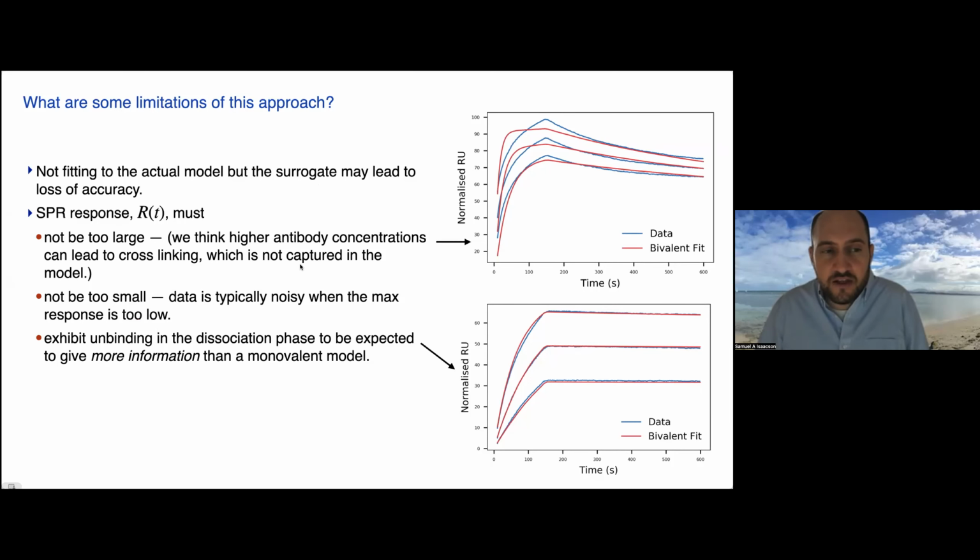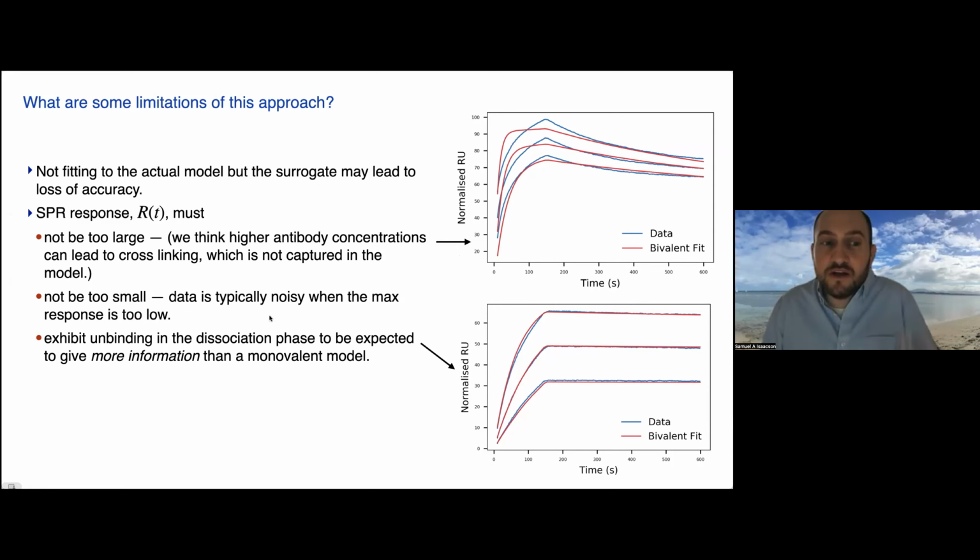Another issue is that you have to be a little careful about the experiments. If you put too much antibody into the SPR device, we can't fit well. Here's an example with very large amounts of antibody: you get much higher responses, and you see the fits are very poor. We think what's going on there is that when you have a lot of antibody, the antibodies can start binding to each other. And that's not in our model. So if it's not in the model, we're not going to be able to fit that well.